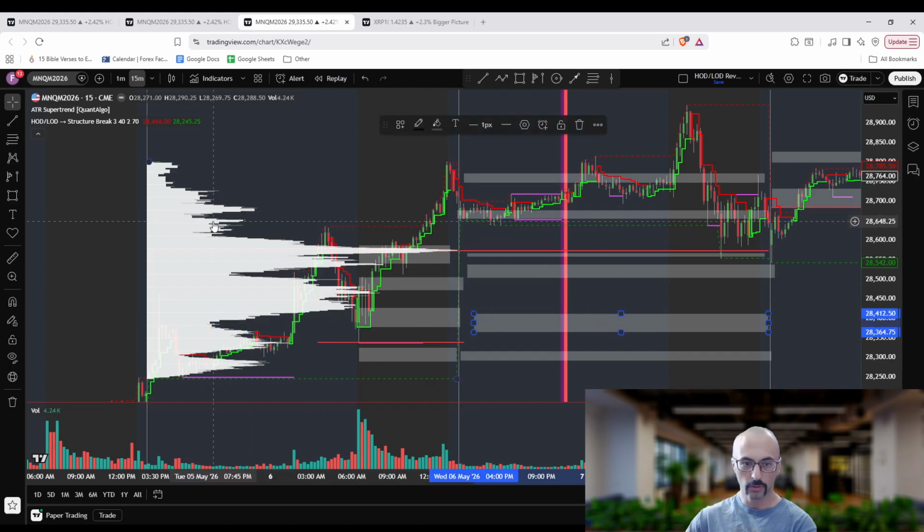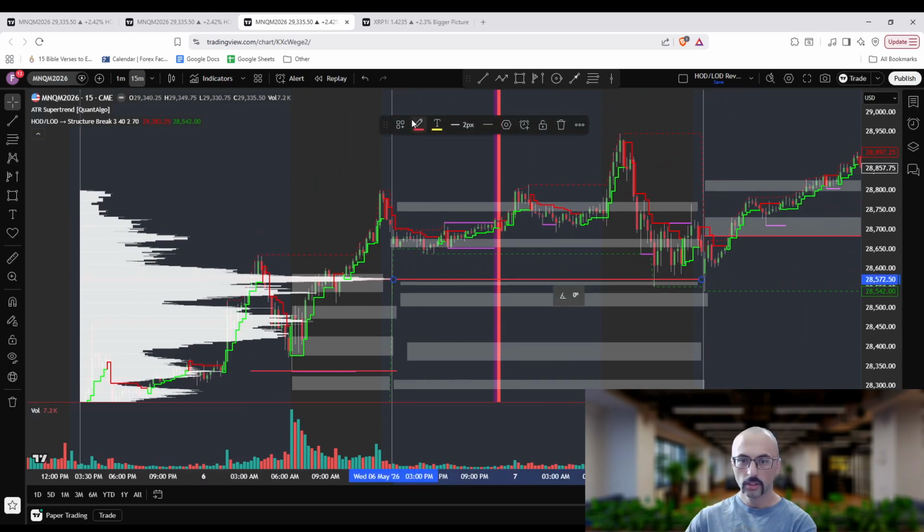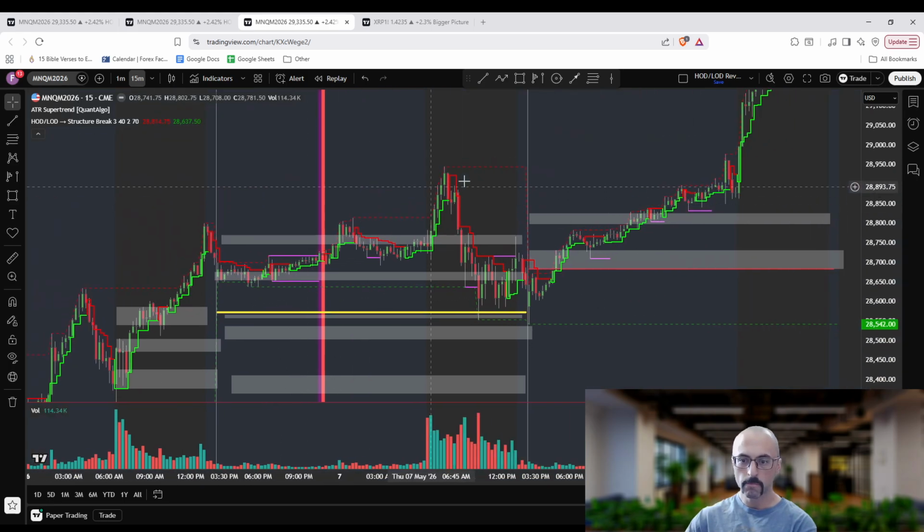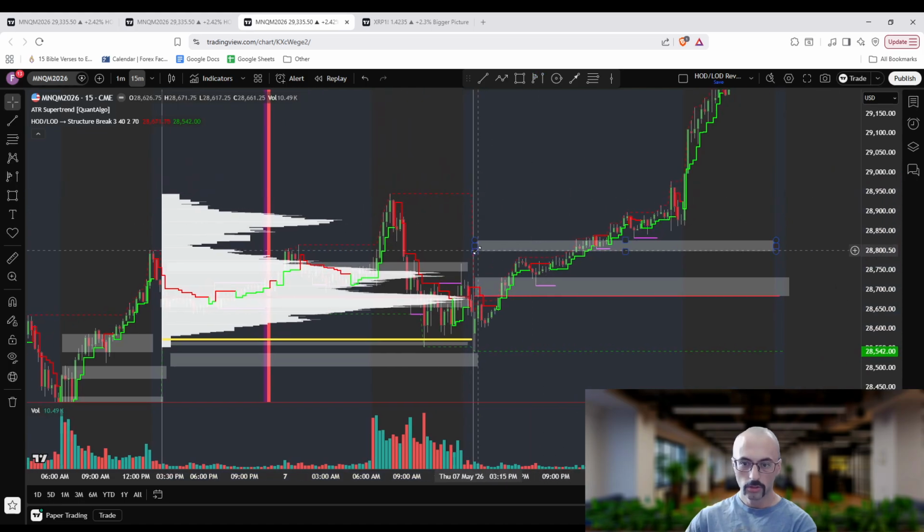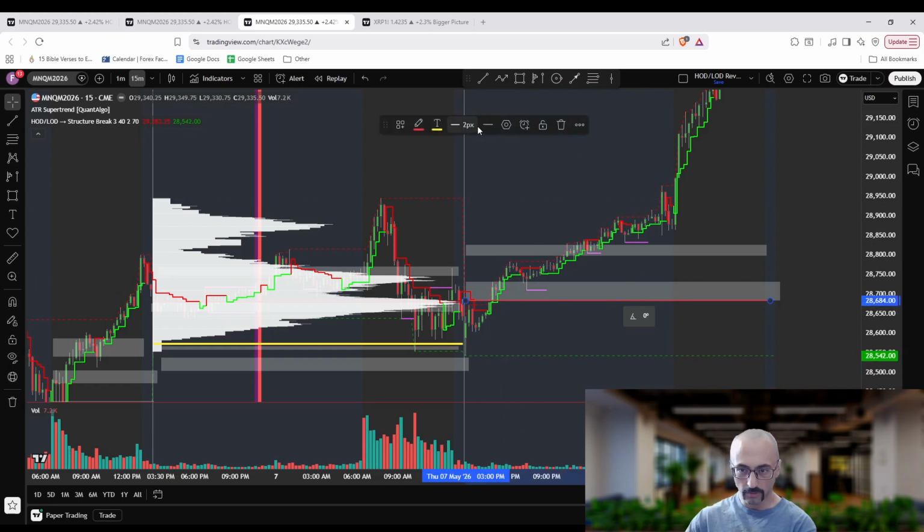Up here, I'm really going to focus on that one, and then here as well, we have our point of control here. I'm going to make them yellow, and I'm going to make them thick. Then we got Thursday. And again, we'll talk about how we, and here's a low volume node here that we put here into the current session, and here as well. And then we have our point of control here as well.